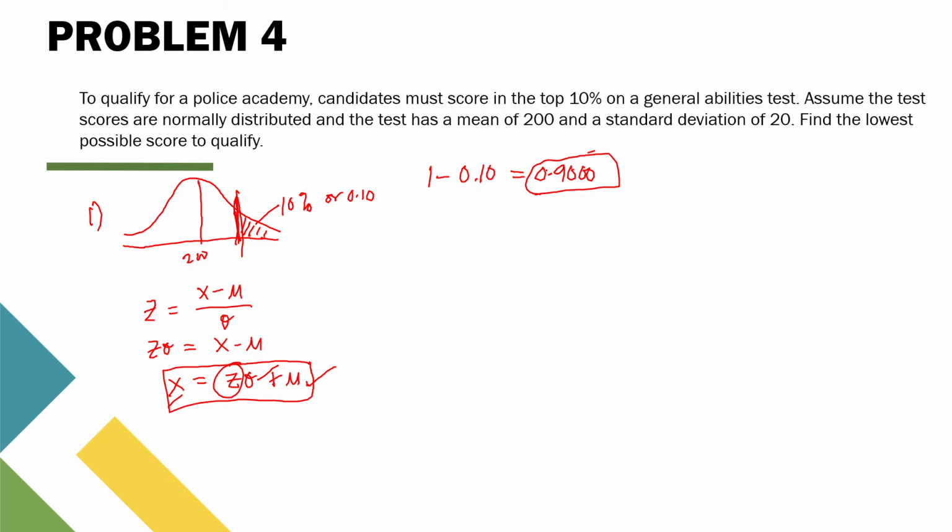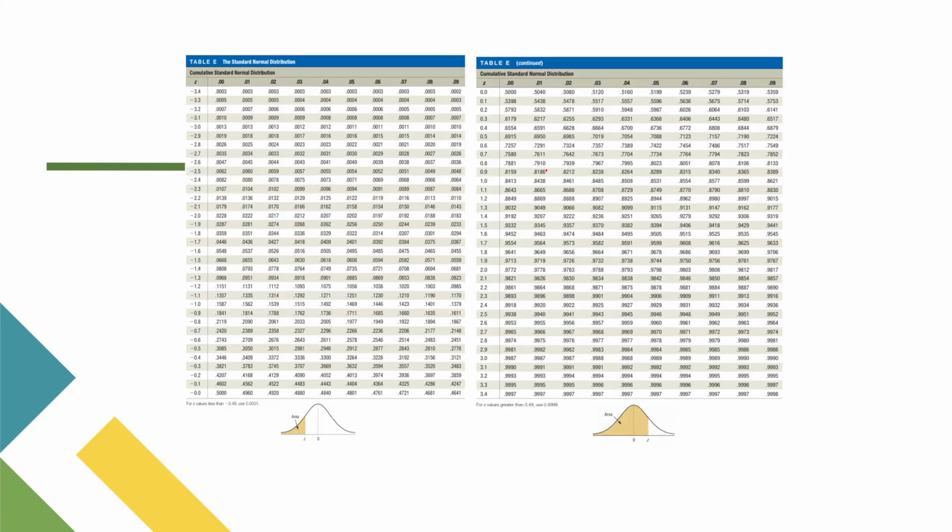This is positive, more than 0.5. So I have to locate 0.90, 90%, here.